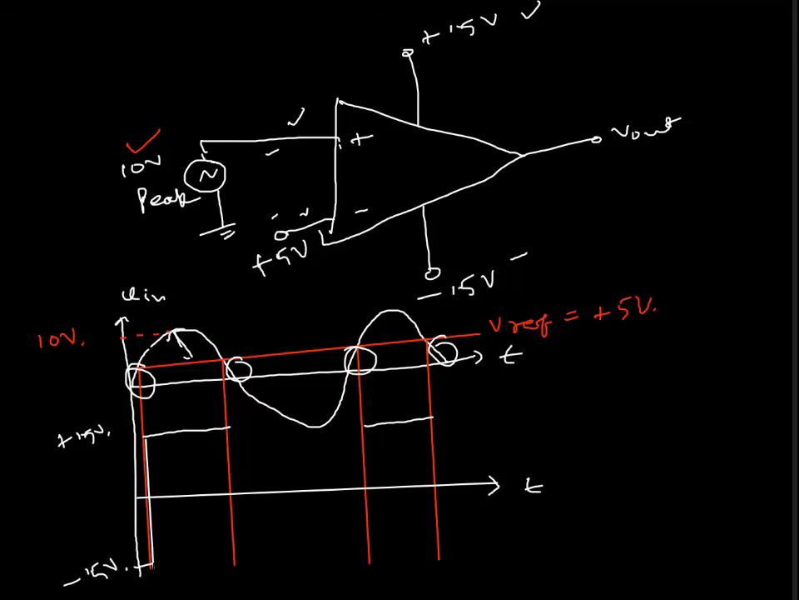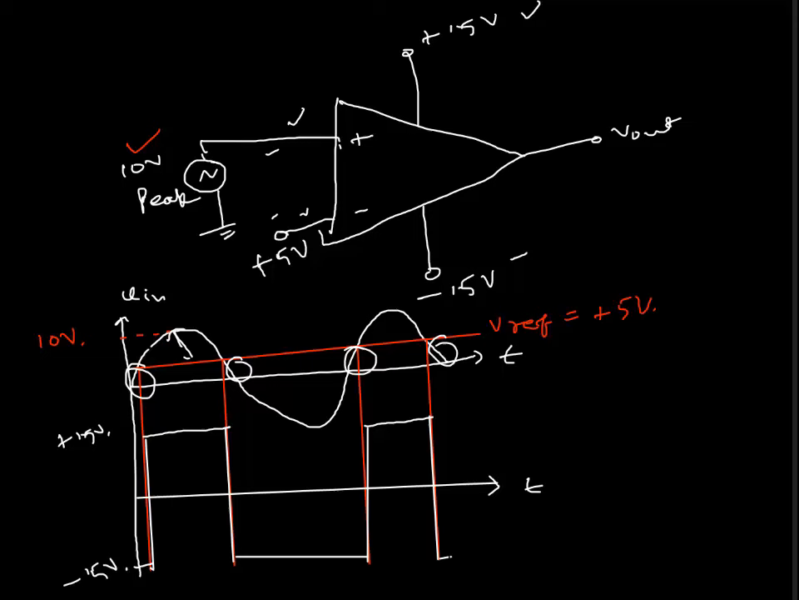Similarly here, here, here. So this is the output waveform. Whenever the non-inverting voltage is more than plus 5 volt, the output will be plus 15 volt. Otherwise, the output will be minus 15 volt. So this is the answer for the second part of the question. I hope you understood it.